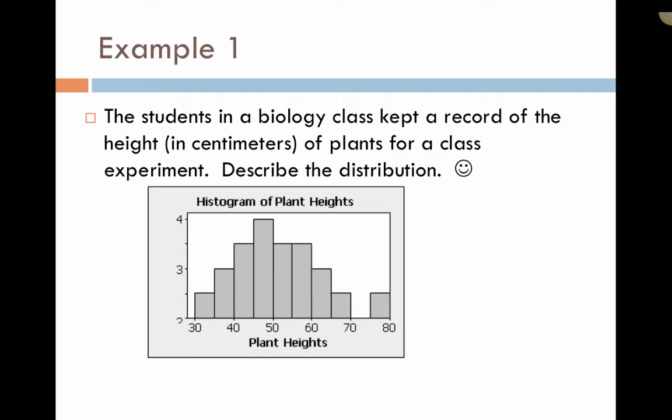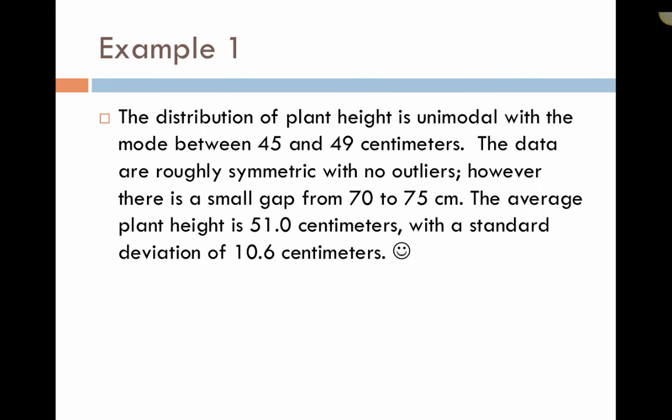Now, I think that in this original example, we actually had the data, so I actually am going to give the actual mean and standard deviation here. But if you don't have the data, it is okay to estimate. So we would write this out as: the distribution of plant height is unimodal with the mode between 45 and 49 centimeters. The data are roughly symmetric with no outliers. However, there is a small gap from 70 to 75 centimeters. The average plant height is 51 centimeters with a standard deviation of 10.6 centimeters.